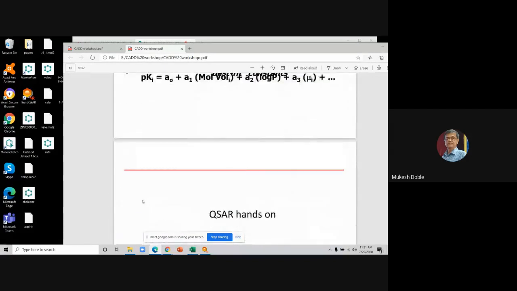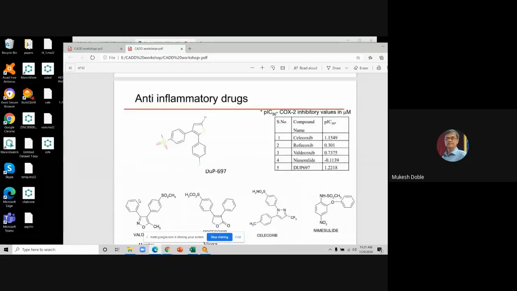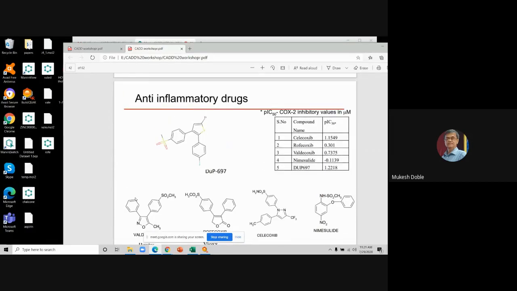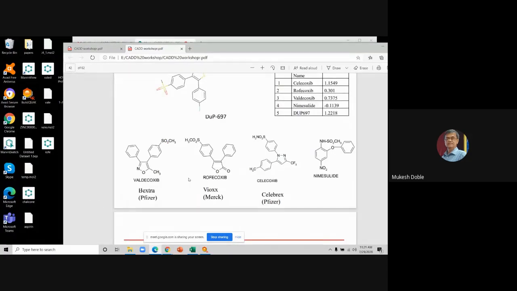Okay, let's look at some more examples of this. Imagine I have a system like this, and these are called selective COX-2 inhibitors. COX-2 is an enzyme in the prostaglandin pathway, which leads to inflammation. So there are many drugs in the market. I've been showing you these anti-inflammatory drugs, and we saw the same thing in our pharmacophore also. So these molecules are reported as selective COX-2 inhibitors.